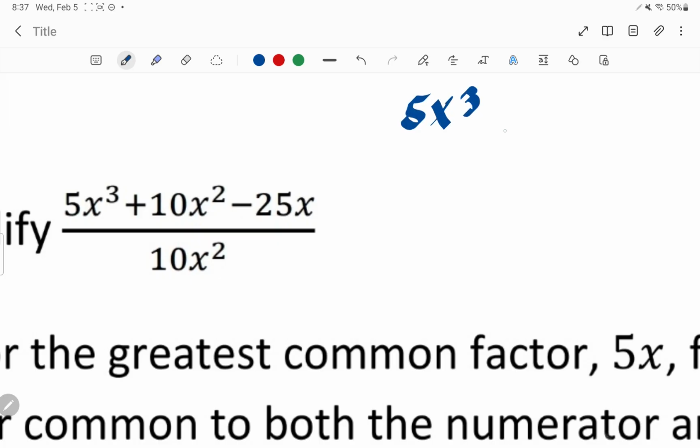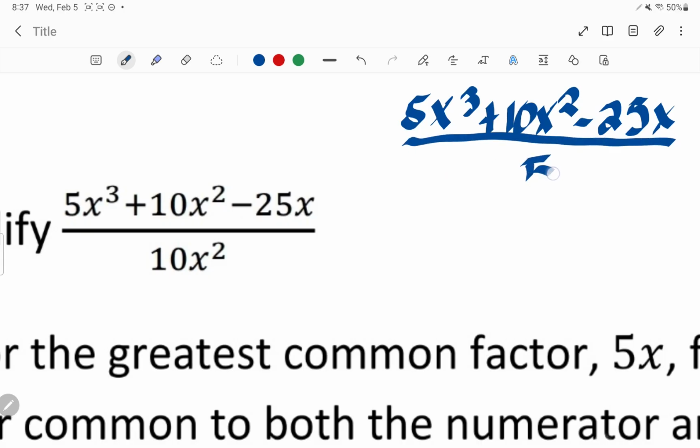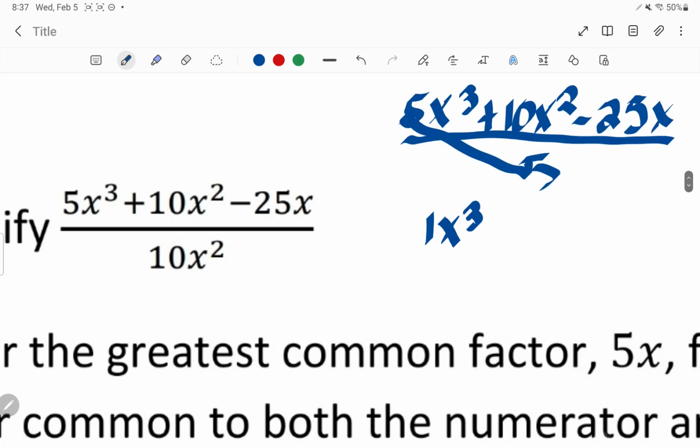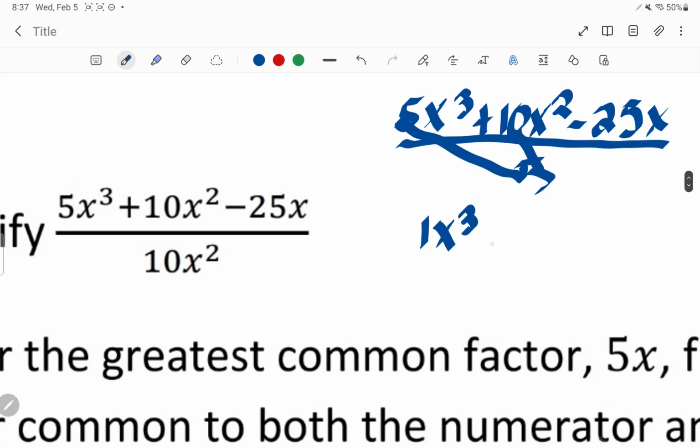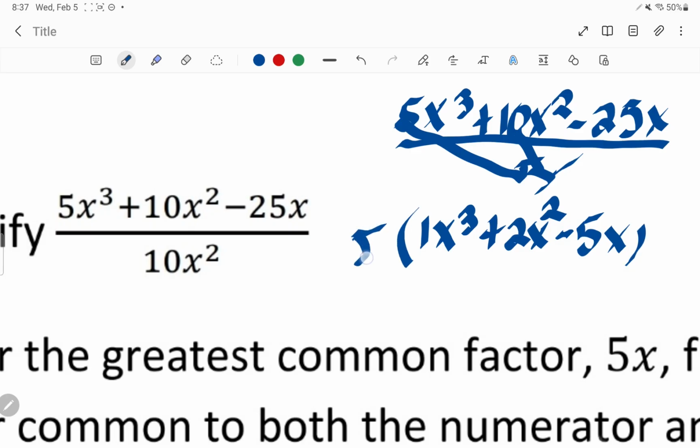Five x cubed plus 10x squared minus 25. Gotta do the following. I'm gonna go ahead and divide all of those numbers by 5, okay? So it's gonna give me something different. 5 divided by 5 is 1x cubed. Now 10 divided by 5 is 2x squared. Now 25 divided by 5 is negative 5. Now, because I factored out the 5, I need to put it outside.